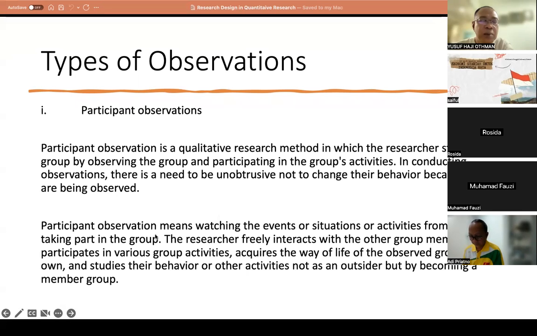Participant observation means watching the events or situations or activities from inside by taking part in the activities conducted by the respondents. The researcher freely interacts, talking with them, participates in various group activities. So if they go hunting, the researcher will go hunting. If they eat, the researcher also eats with them. So participate to get a more sense of how they feel. Yeah? This is interesting.